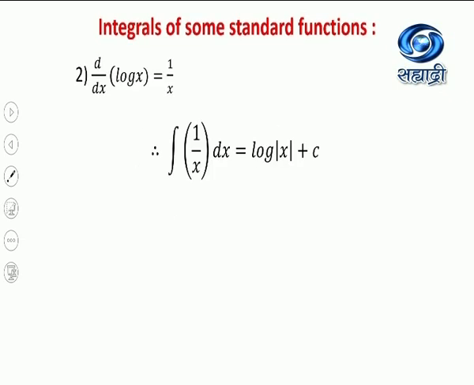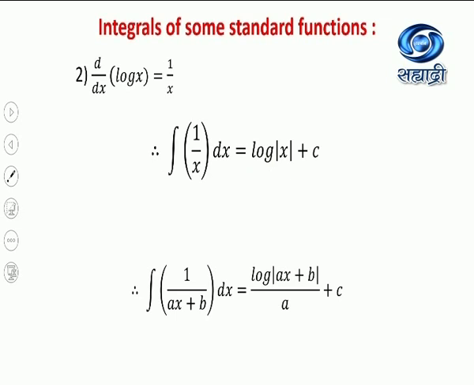If derivative of log x is 1 upon x, then integration of 1 upon x dx is equal to log mod x plus c. Your mod x is very important, make a note of that. Integration of 1 upon ax plus b dx is equal to log mod ax plus b upon a plus c. So note that it is the same thing, just we are dividing by the coefficient of x again.